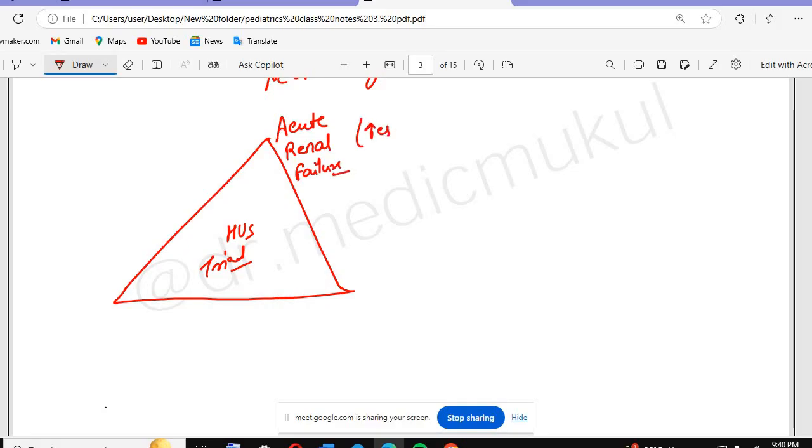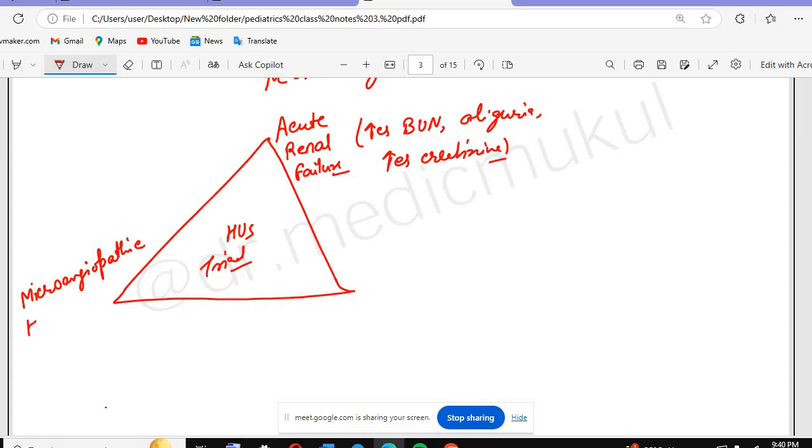What you are going to see here is an increase of blood urea nitrogen, there will be oliguria, and there will be an increase of creatinine. Normally creatinine is around 0.7 to 1.5. If it is very high, it means this is acute renal failure, and we have to go for dialysis of the patient. Then another symptom you are going to see is microangiopathic hemolytic or hemorrhagic anemia.